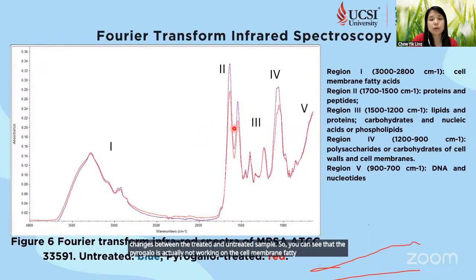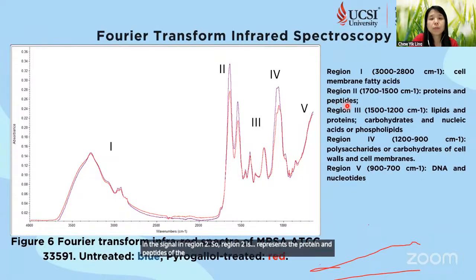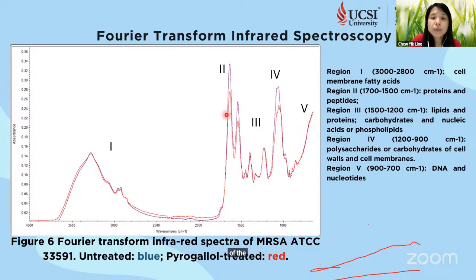But when we proceed to region 2, you notice that there is a reduction in the signal in region 2. Region 2 represents the protein and peptides of the bacteria. So based on the observation here, there is a reduction in absorbance. That means pyrogallol actually works on the protein and peptides of the microbe, which caused a reduction in absorbance in region 2.